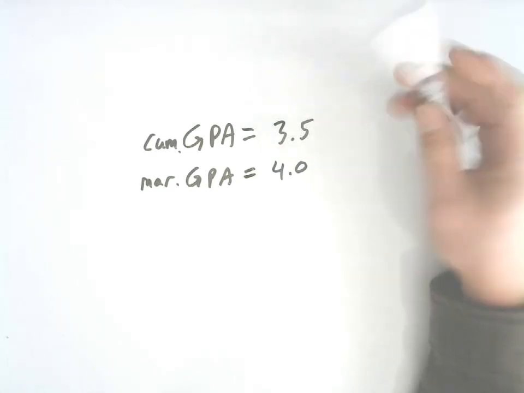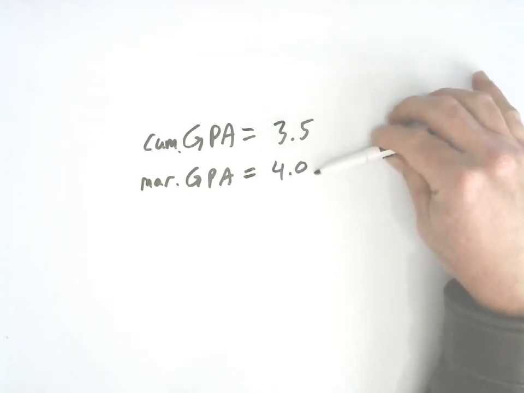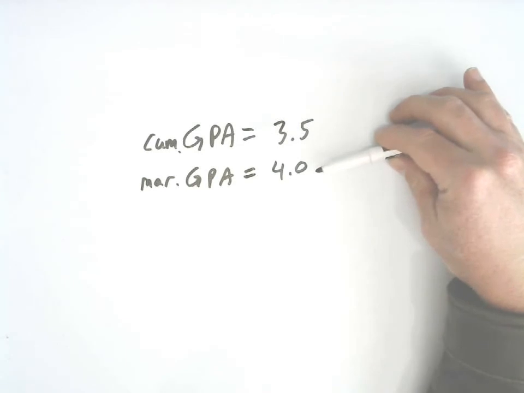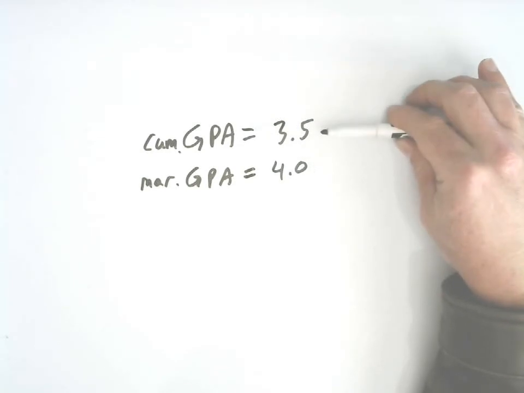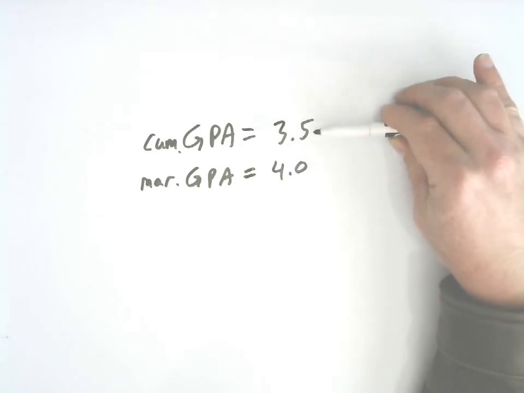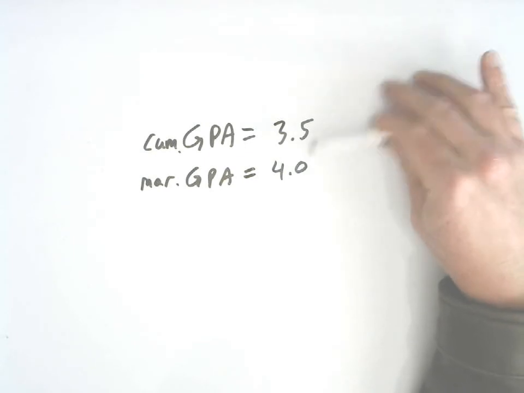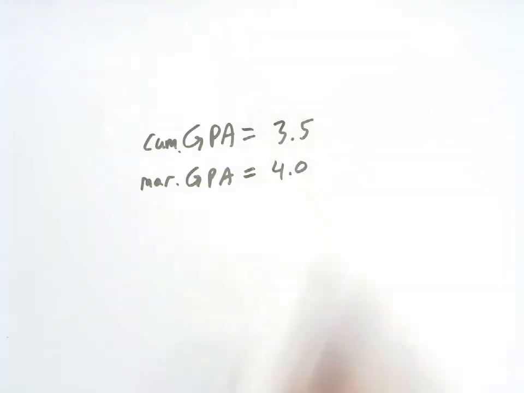In other words, when the marginal GPA, the GPA of the next semester, is below your cumulative average, it's going to pull the average down. If it's above the cumulative average, it's going to pull the average up.